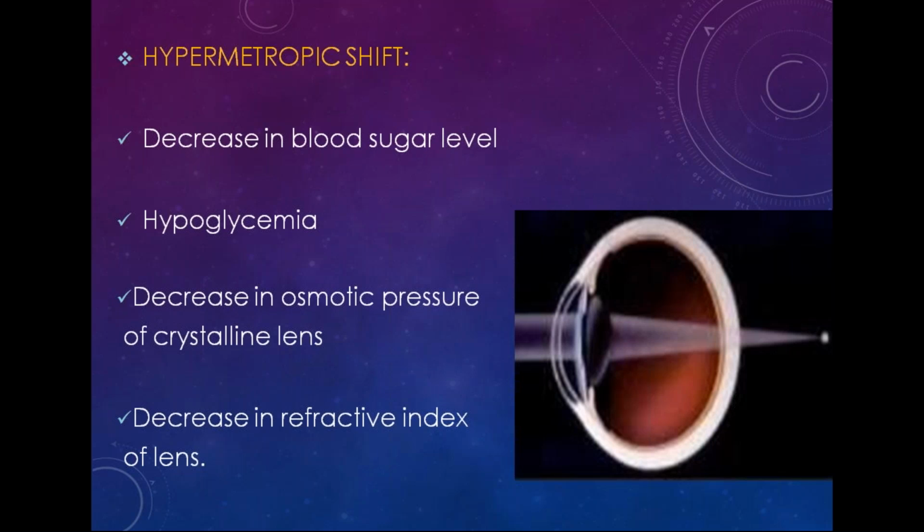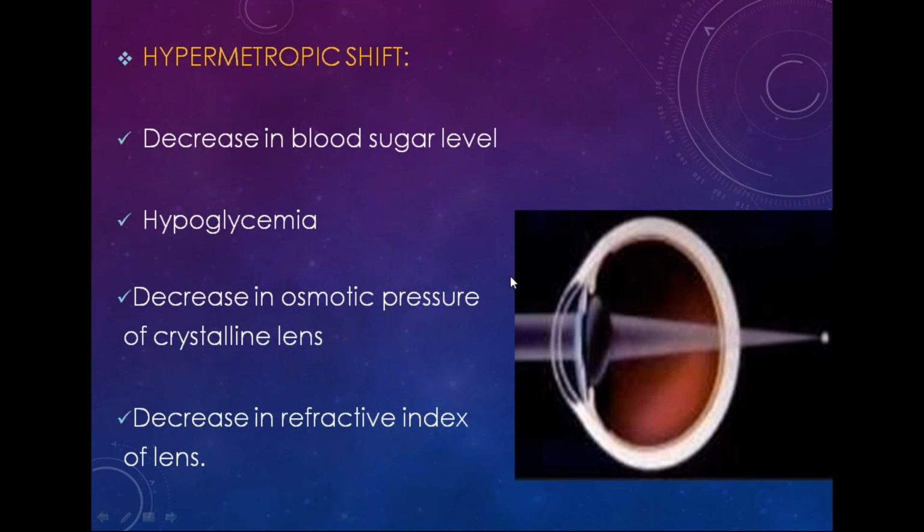Hypermetropic shift, there will be decrease in the blood sugar level during hypoglycemia. There is a decrease in the osmotic pressure of the crystalline lens and decrease in the refractive index of the lens. That leads to hypermetropic shift. Decrease in the blood sugar level due to hypoglycemia leads to decrease in the osmotic pressure of the crystalline lens, leading to decrease in the refractive index of the lens, leading to hypermetropia.